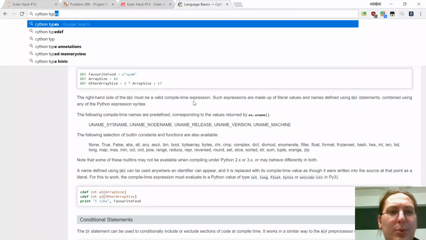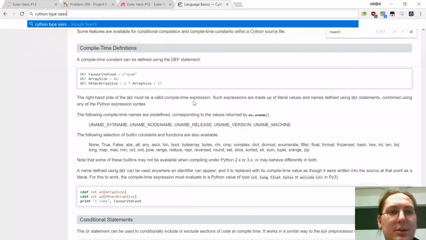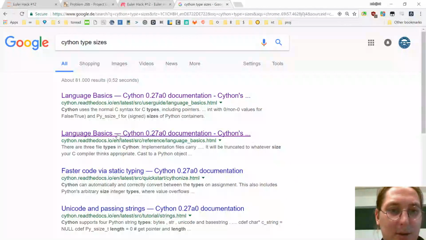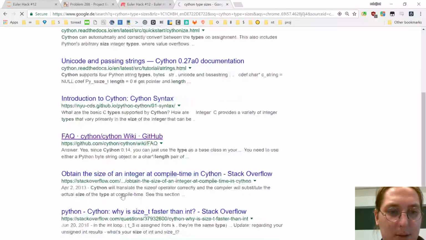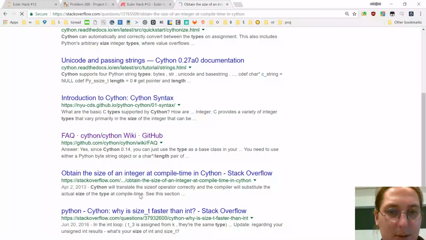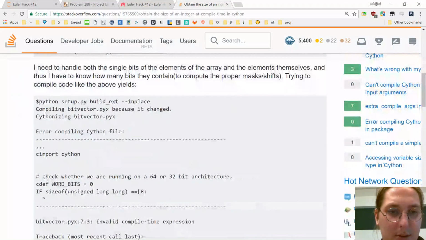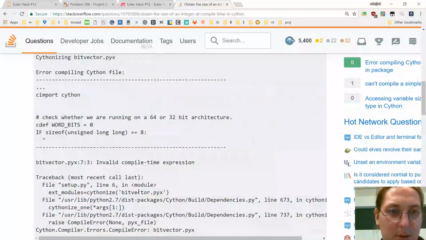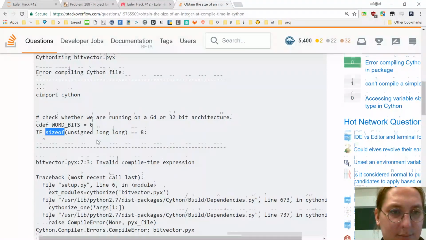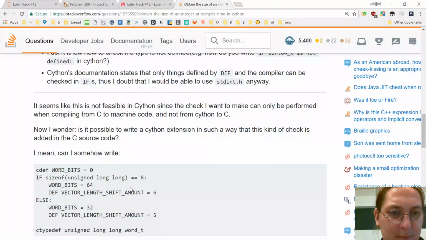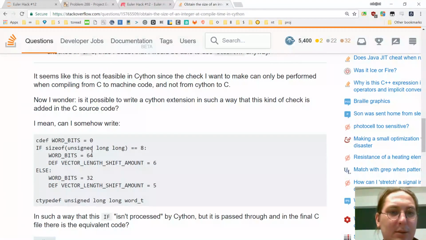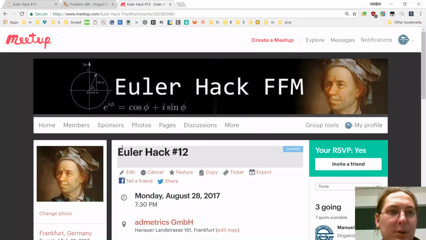Python type sizes. Size of an integer. Size of is only 8 bytes. It's 64 bit. But this is C. That's 64 bit. That is alright. Okay, well, in any case, it was not what we thought. Oh, it was size of? Yeah.